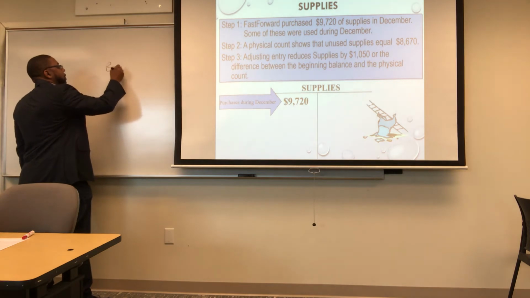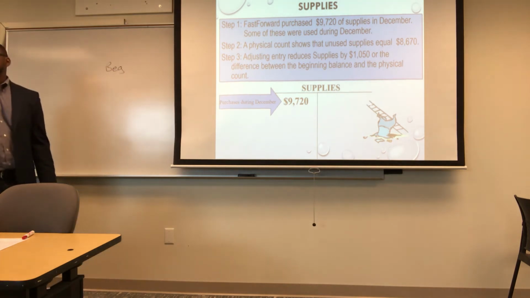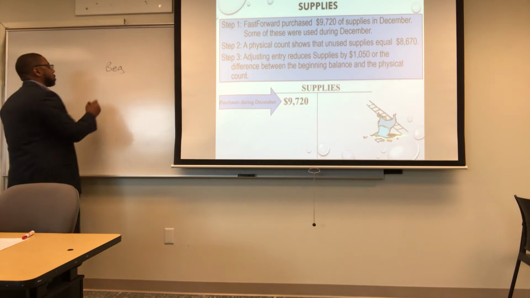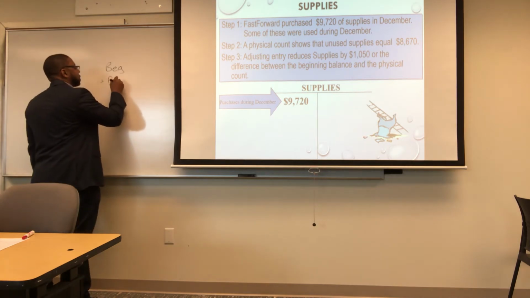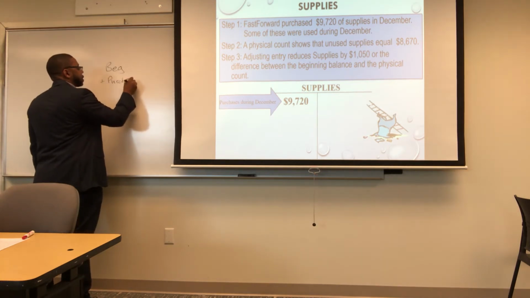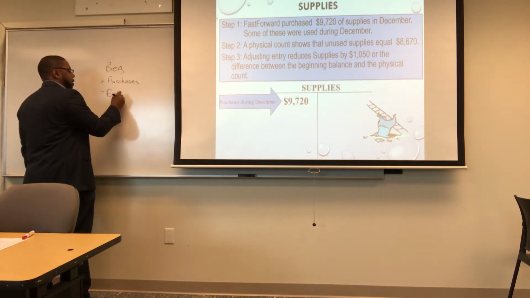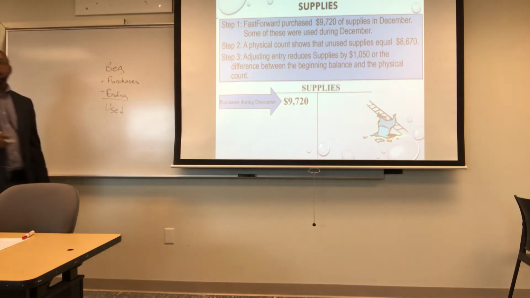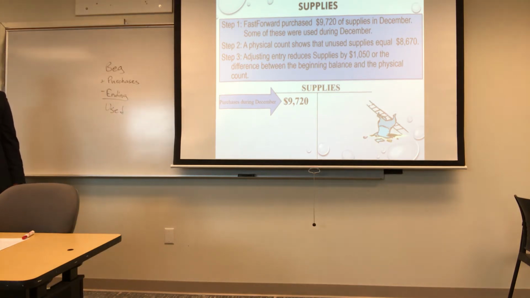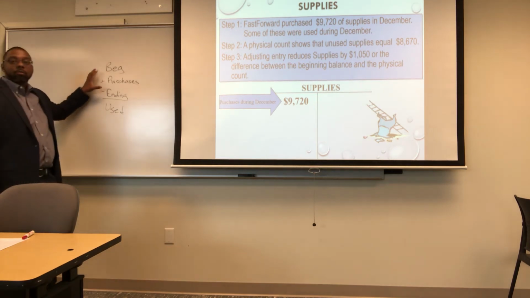It's beginning supplies, beginning inventory, beginning whatever, plus purchases, minus your ending, equals what you used. Beginning plus purchases minus ending equals what you used. And we're going to change this equation around quite a bit throughout the course. We're going to move this equation around.